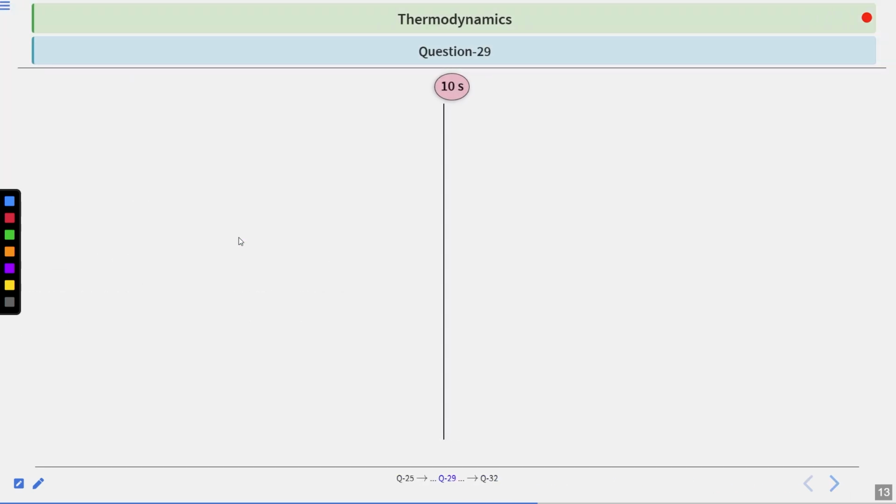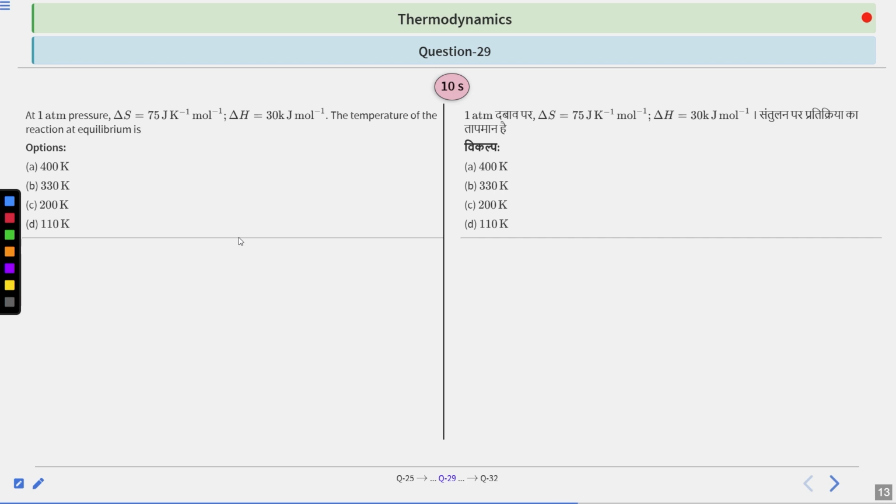Question number 29. Question number 29 says that at 1 atm pressure, delta S is 75 joule per Kelvin and delta H is 30 kilojoule per Kelvin. The temperature of the reaction at equilibrium is: option A, 400 Kelvin, B, 330 Kelvin, C, 200 Kelvin, and D, 110 Kelvin. So you have to find what? You have to find the temperature of the reaction at equilibrium.